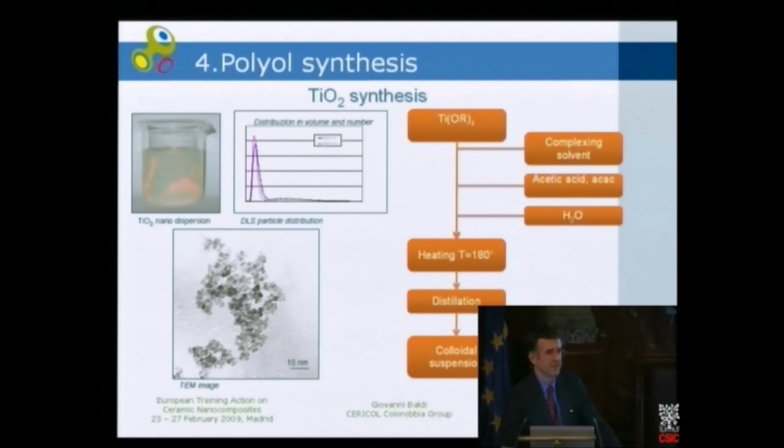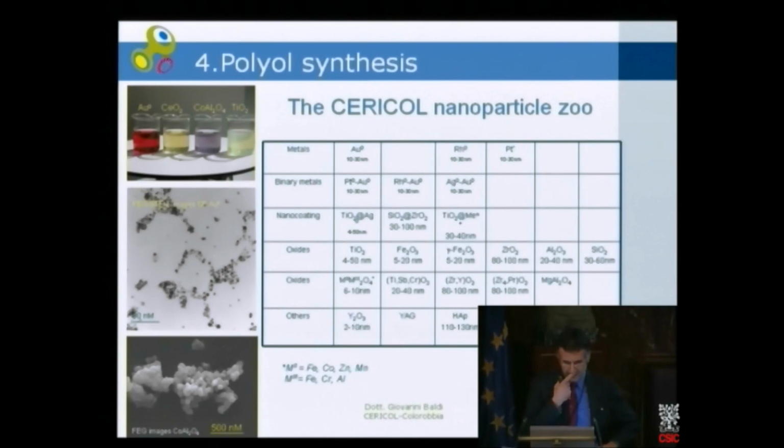Especially, they can be used in the preparation of photoactive surfaces, for example, for depollution or antibacterial surfaces. And also the TEM image confirms the size of these particles. These are some of the spherical nanoparticles produced with this technique.